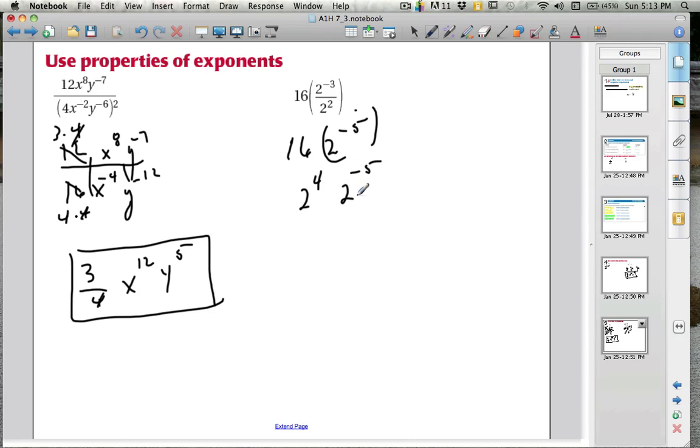Now, when I'm multiplying with the same base, I add the exponents. So 4 plus negative 5 is negative 1. And 2 to the negative 1 power is 1/2. And I'm fully simplified. Okay, and that's working with negative exponents and exponents that are 0.